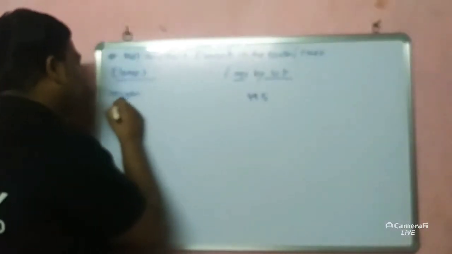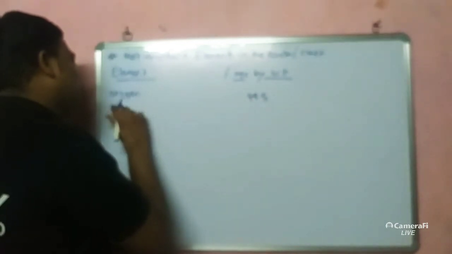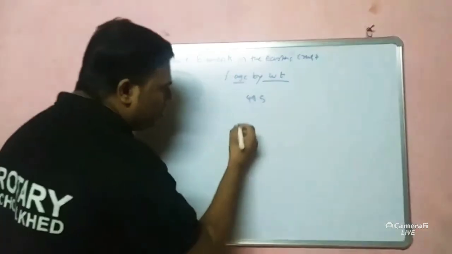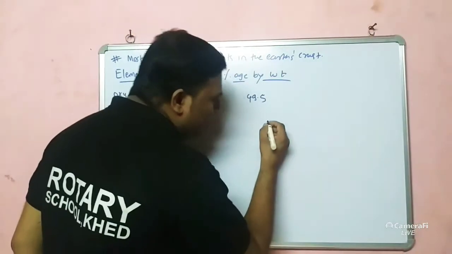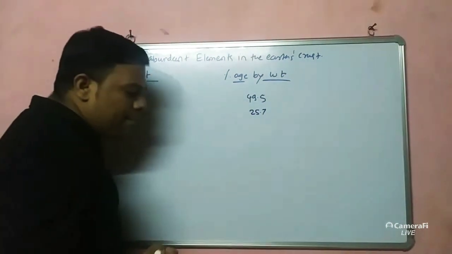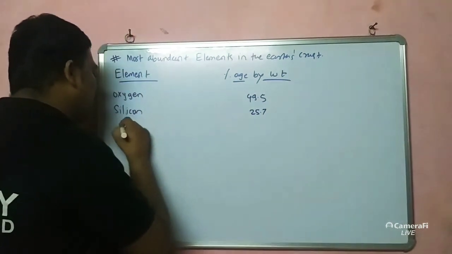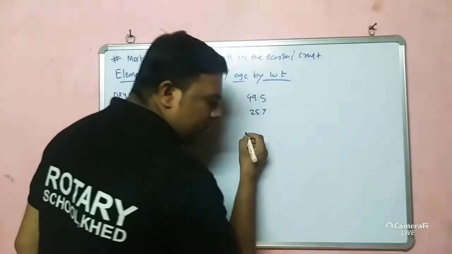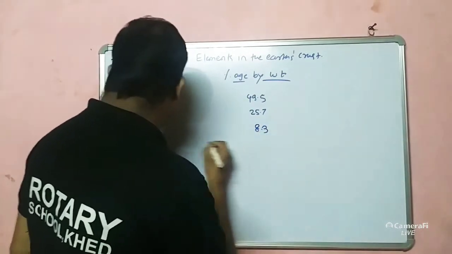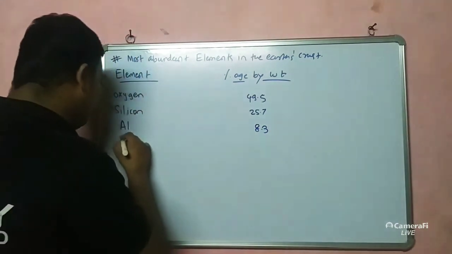49.5. Next, most abundant, so that is silicon. Silicon, see here, how much there? 25.7. Okay. So thereafter what? Yes, aluminum. How much? 8.3. Next, iron.